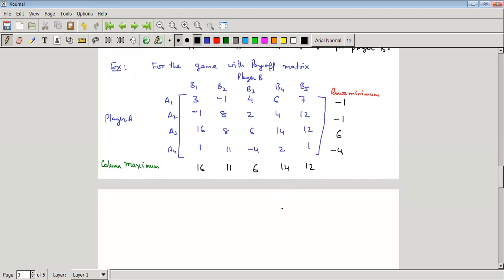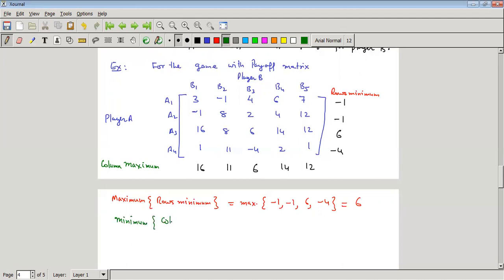Now what we do, we find the row minimum. We found the minimum in rows, so now we find the maximum of rows minimum. That is, the maximum of what rows' minimum? The row minimums are -1, -1, -6, -4. And what is the maximum? Maximum is 6.